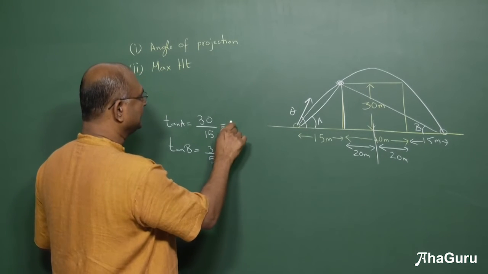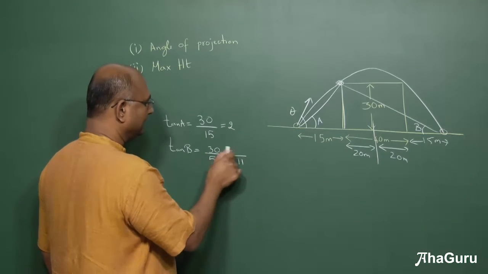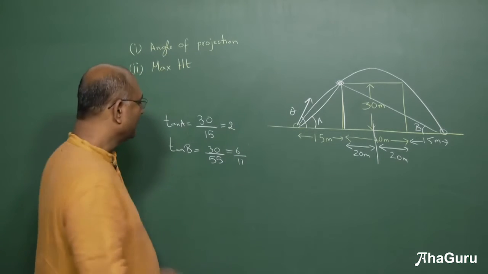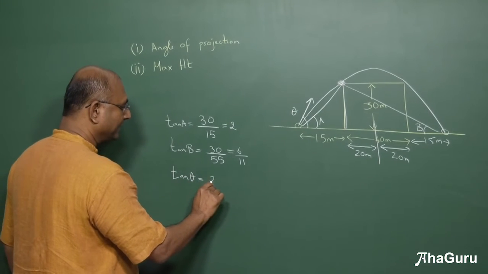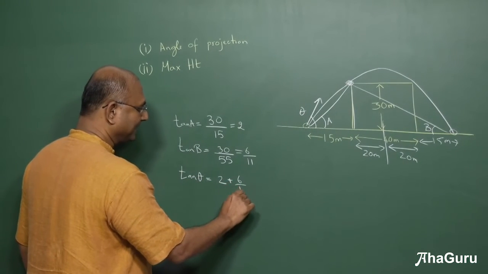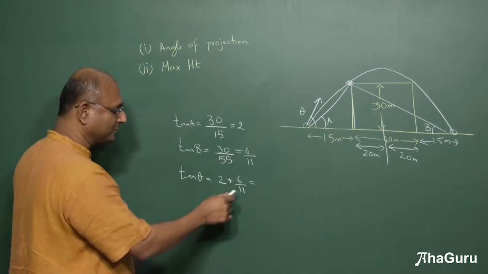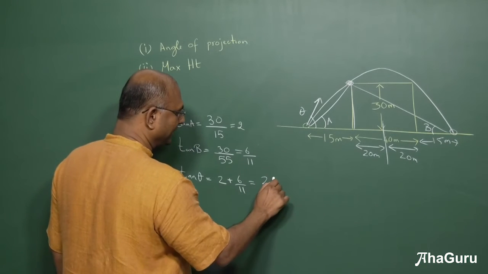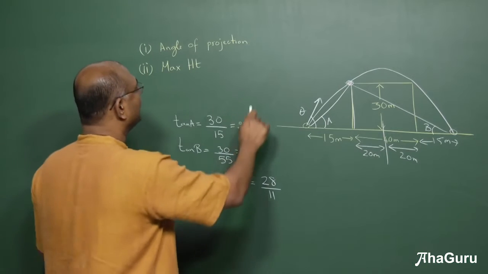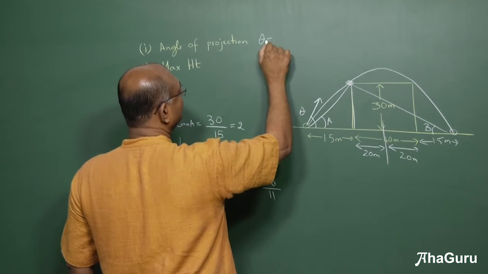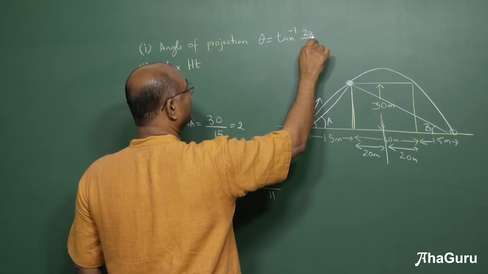So you can simplify this. This is 2. And if I cancel out 5, this is going to give me 11. That's going to give me 6 by 11. So tan theta is tan A plus tan B. So that is 22 plus 6. How much is 22 plus 6? 28 by 11. So angle of projection theta is tan inverse of 28 by 11.